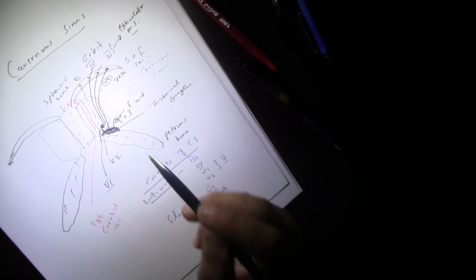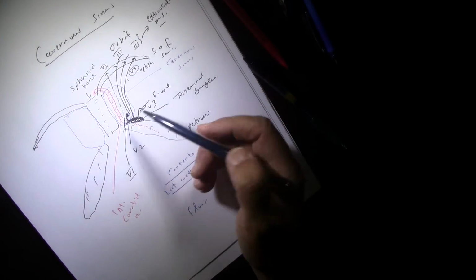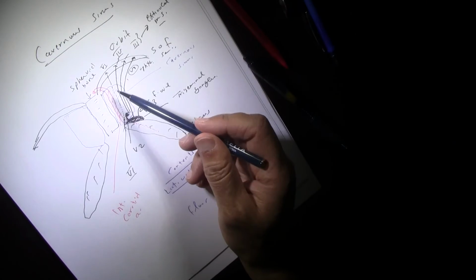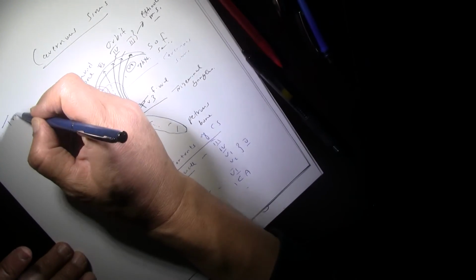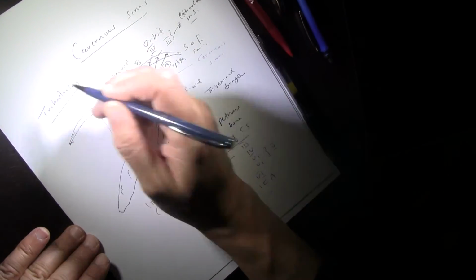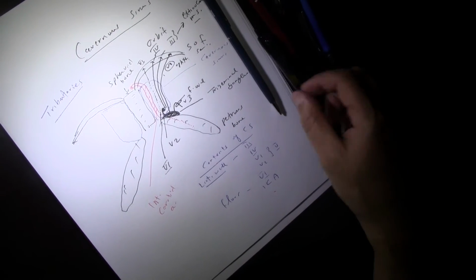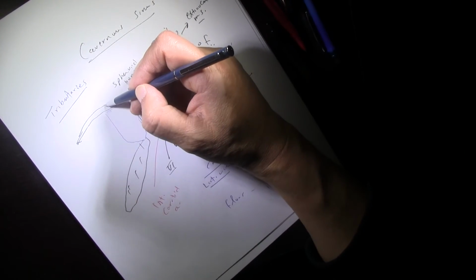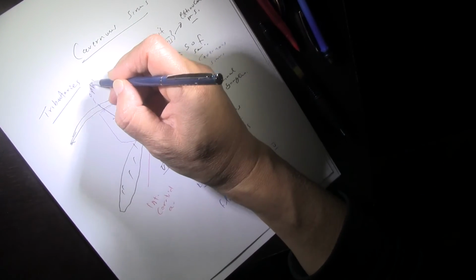What are the tributaries of the cavernous sinus? The cavernous sinus communicates with other veins and receives veins. On this slide, I'm going to focus on tributaries. What are the veins coming to the cavernous sinus? Coming through the superior orbital fissure, you will see the ophthalmic veins.